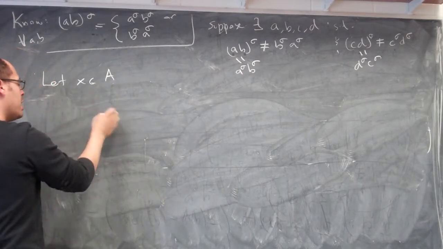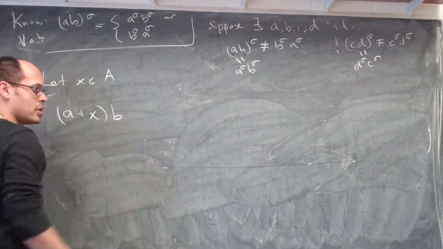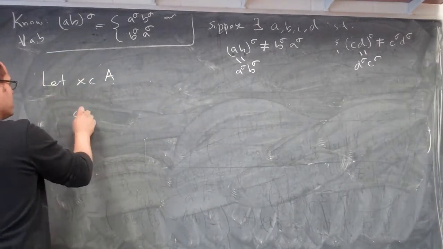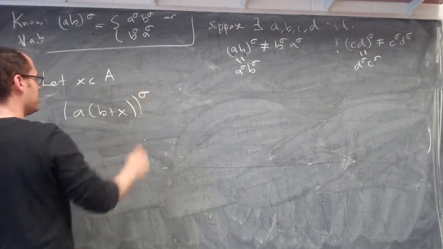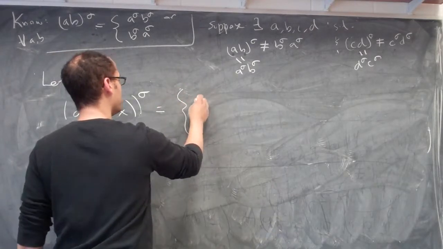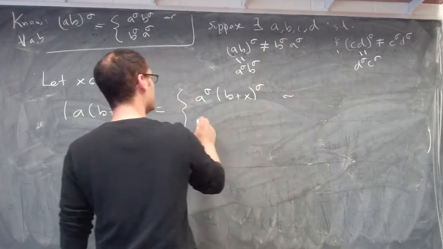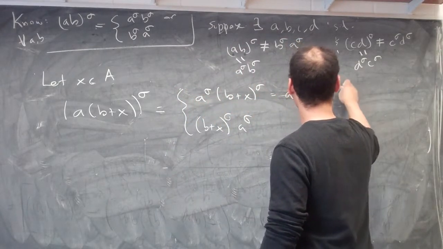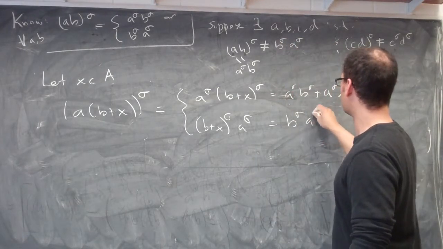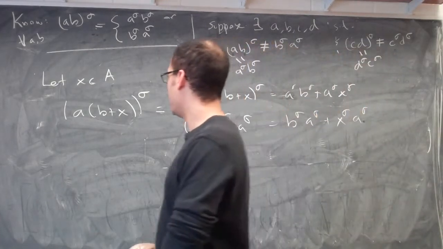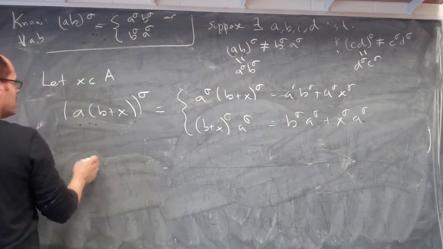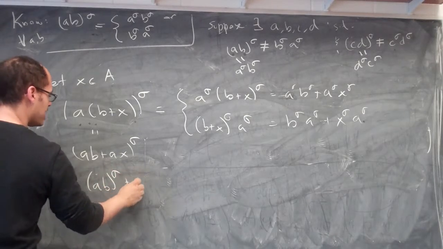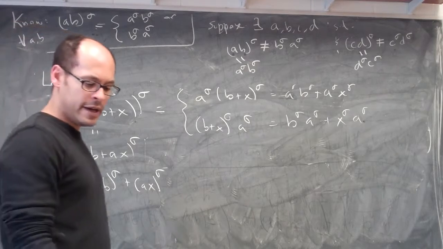Now let x be in A, and let's consider A, B plus x, and apply sigma to that. So, what do we know? We know this is either equal to A sigma times B plus x sigma, or it's equal to B plus x sigma times A sigma. That is to say, it's either A sigma B sigma plus A sigma x sigma, or it's equal to B sigma A sigma plus x sigma A sigma. And also we know that this is equal to AB plus AX, sigma, and sigma is a linear map, so we know that this is AB sigma plus AX sigma. Okay?